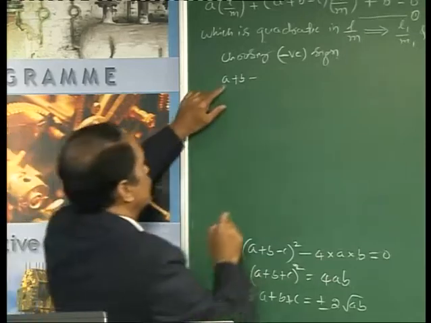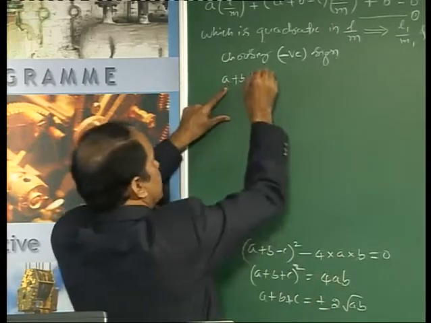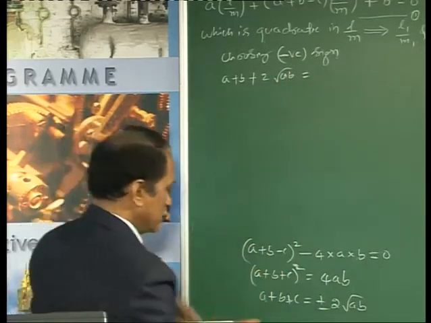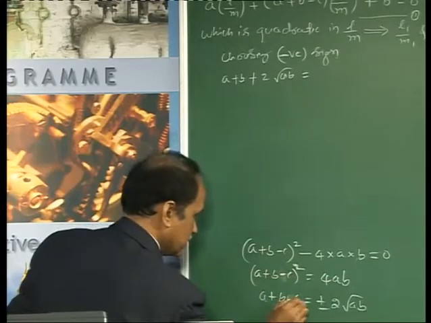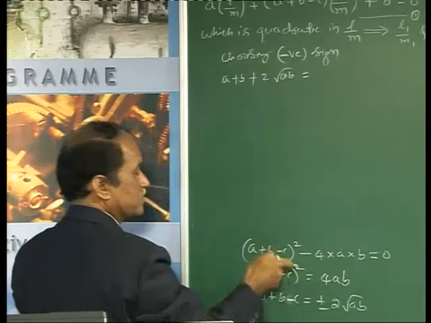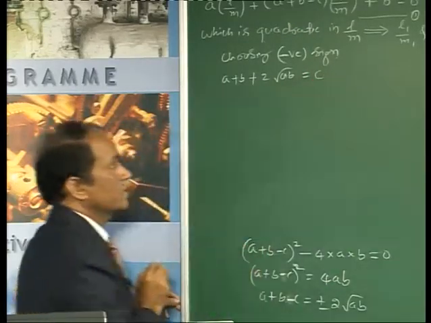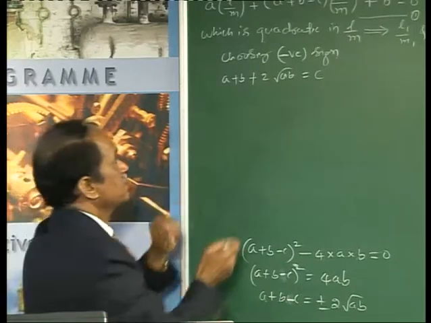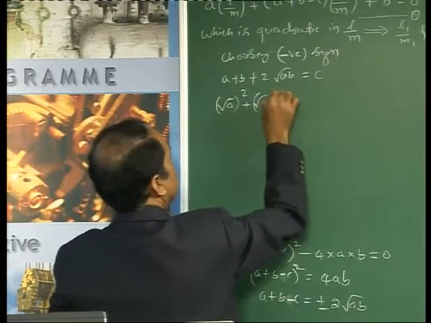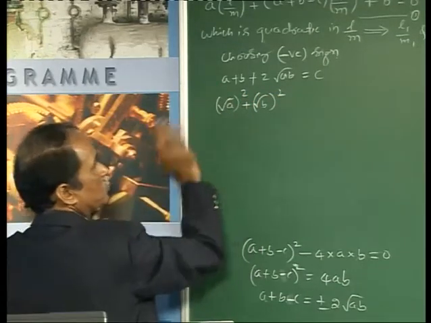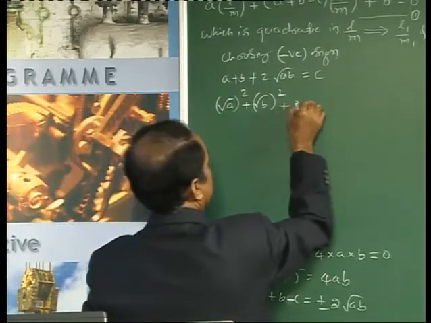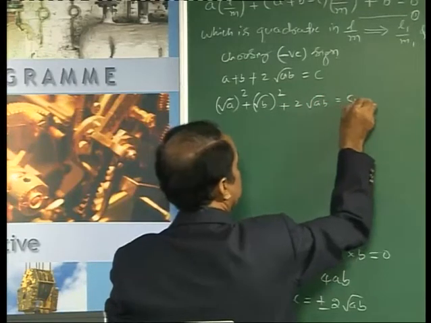Choosing the negative sign, therefore on the left side it is a plus b, minus 2 root ab. According to the quadratic equation here it is minus, and I send this c to the right side, that is equal to plus c. So on the left side I will write this as root a whole square, plus root b whole square. A can be written as root a whole square, that value remains the same, there are no changes in the terms, plus or minus 2 root ab is equal to c.